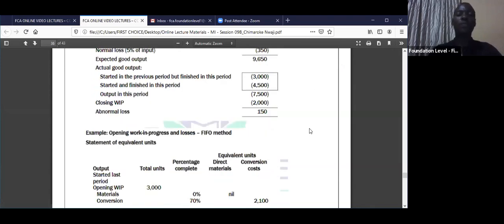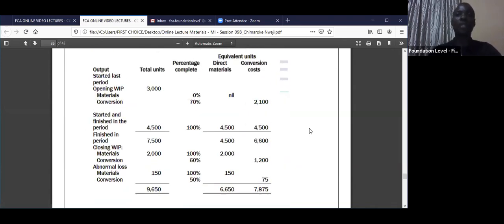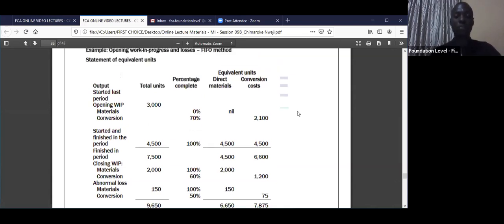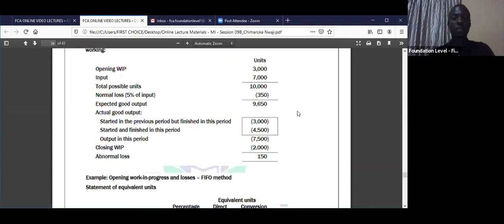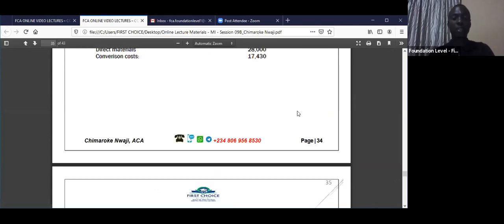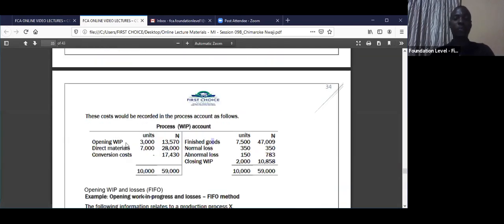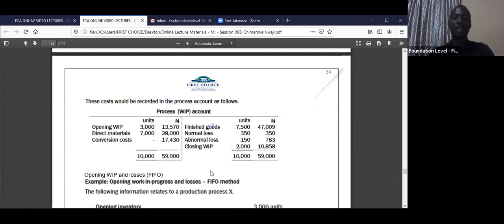They now apply FIFO and weighted average. It means that they now deal with opening work in progress as well as closing work in progress. Like you can see in the process account here, it has opening work in progress, it has closing work in progress. So you look at it there.